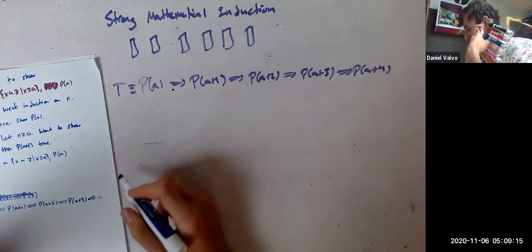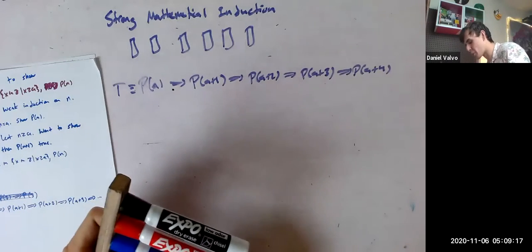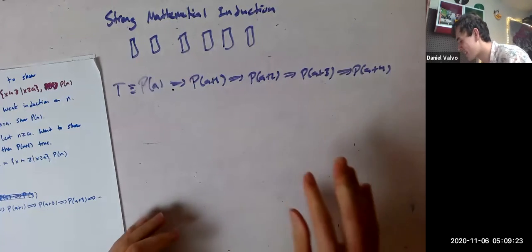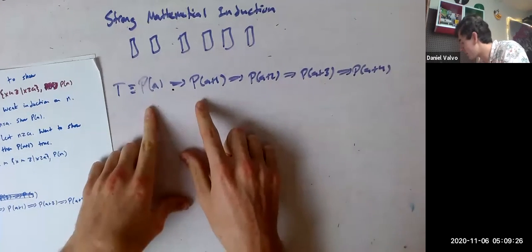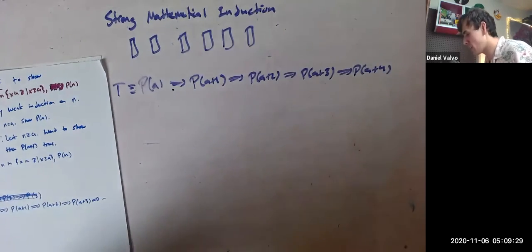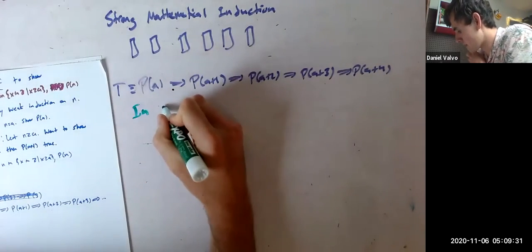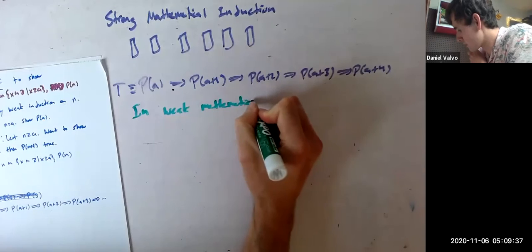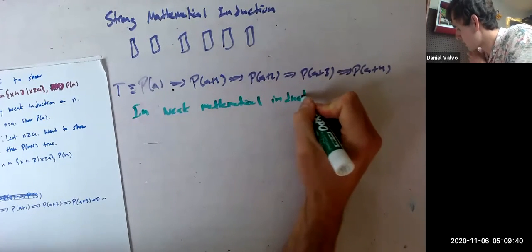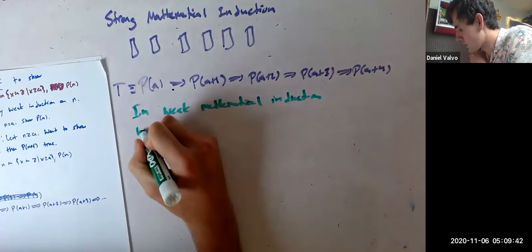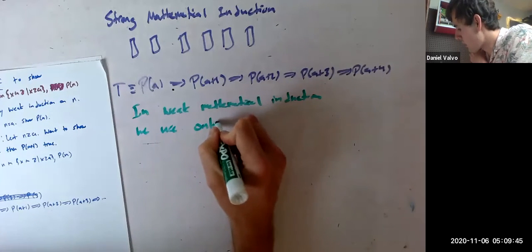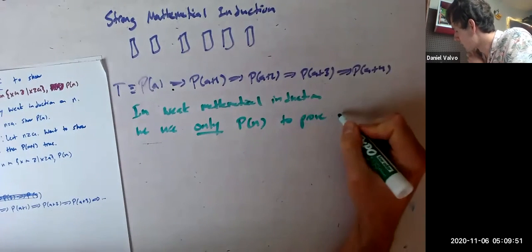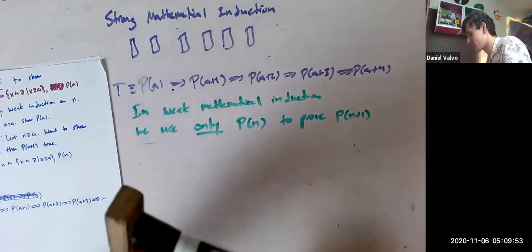So everything I'm talking about here is weak mathematical induction. Why is it called weak? Well, because people like to make fun of it. But the reason is that in weak mathematical induction, we use only P of n to prove P of n plus 1.